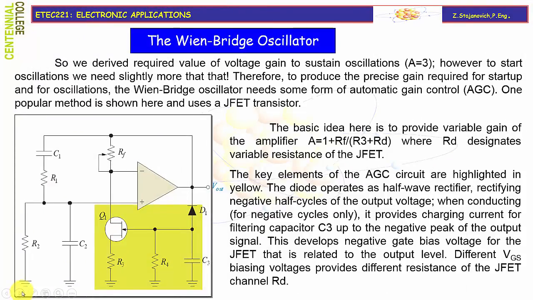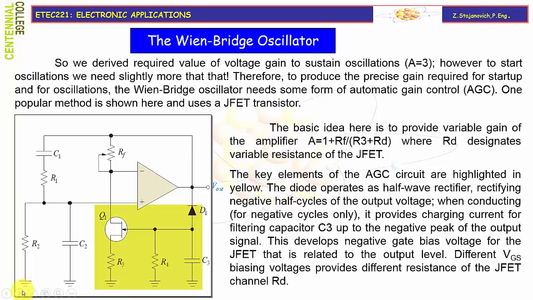So we derived the required value of voltage gain to sustain oscillations. We found that to be 3. However, to start oscillations, we need slightly more than that. Therefore, to produce the precise gain required for startup and for oscillations, the Wien bridge oscillator needs some form of automatic gain control. One popular method is shown here and uses a JFET transistor.